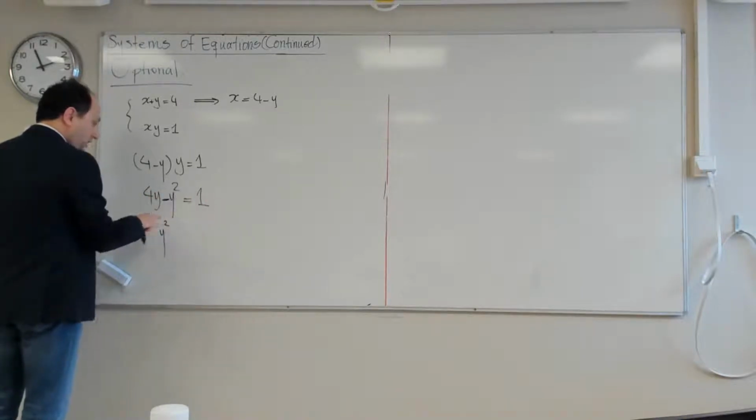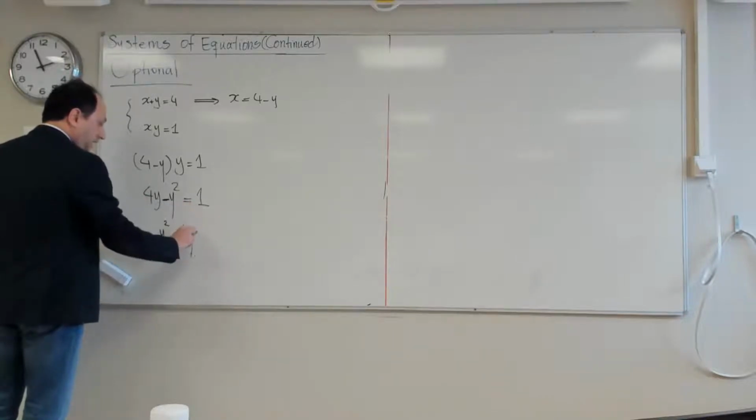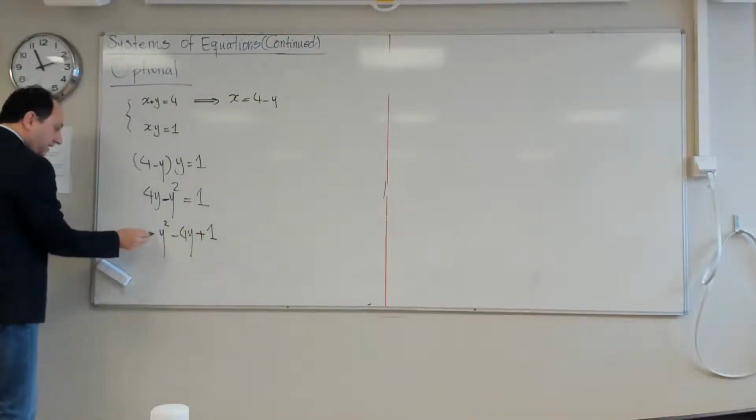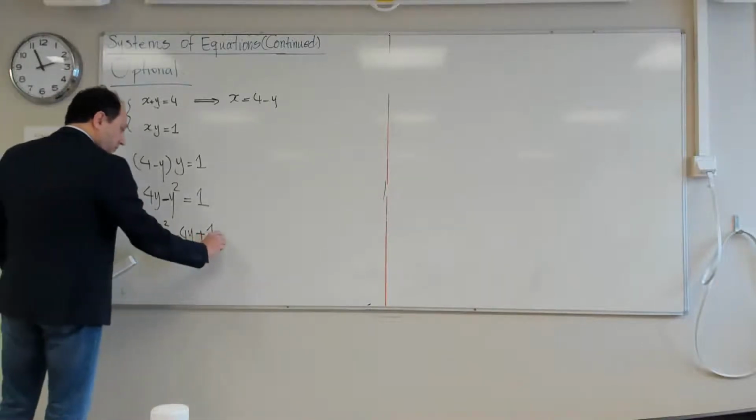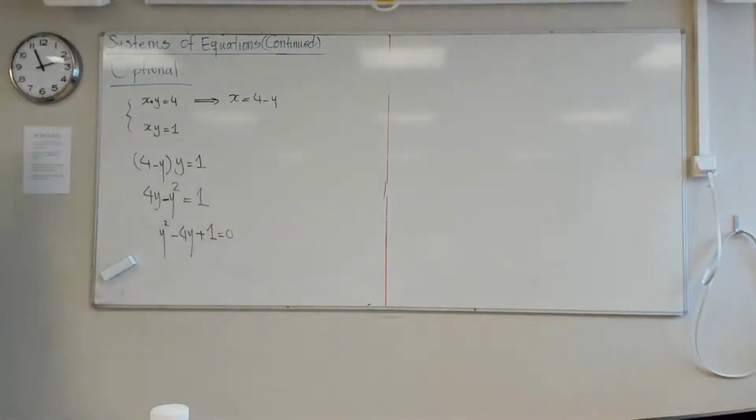So I move this to the right, it becomes y squared. I move this one to the left, it becomes 4y. And then I have 1 here. And then on the right-hand side, I have a 0, but I'm not a robot. I put 0 on the right. This is the same thing, yes? So now I want to solve this equation.